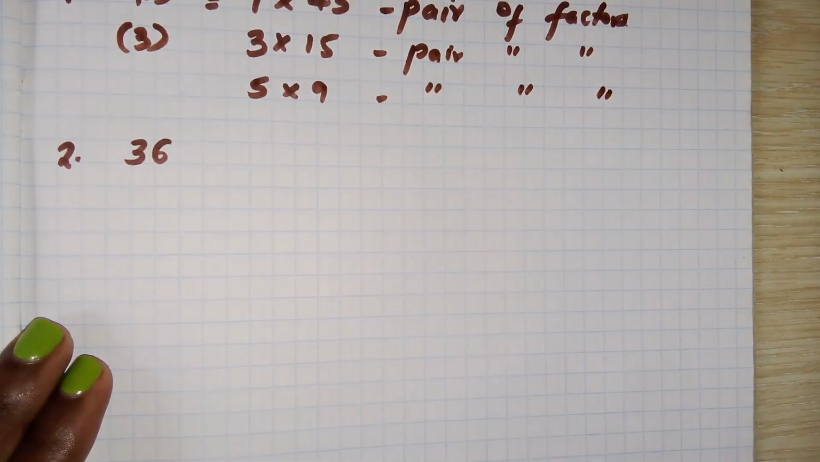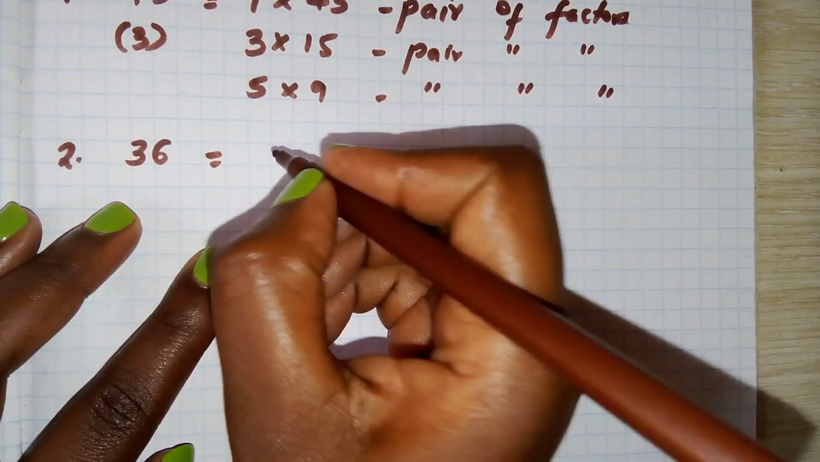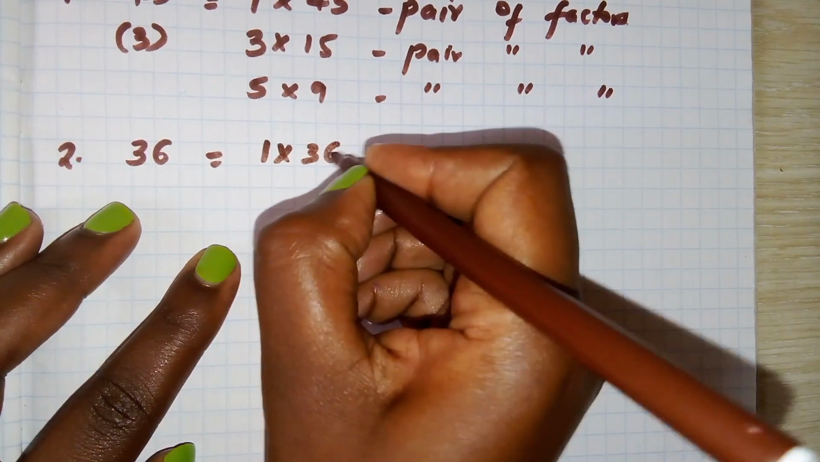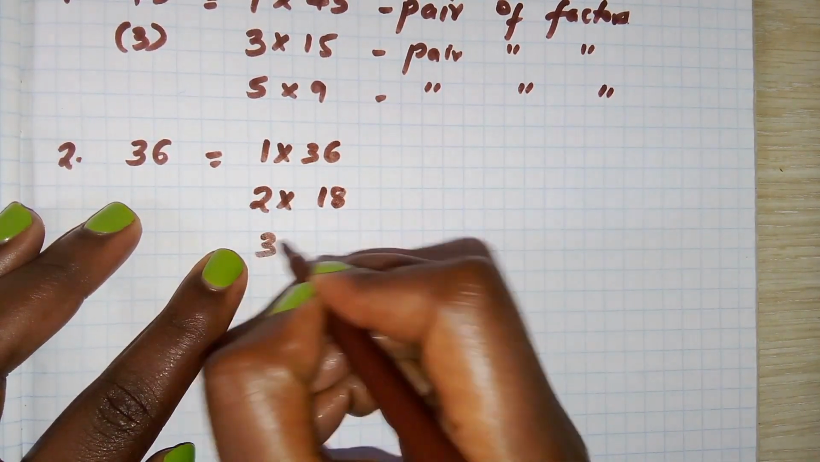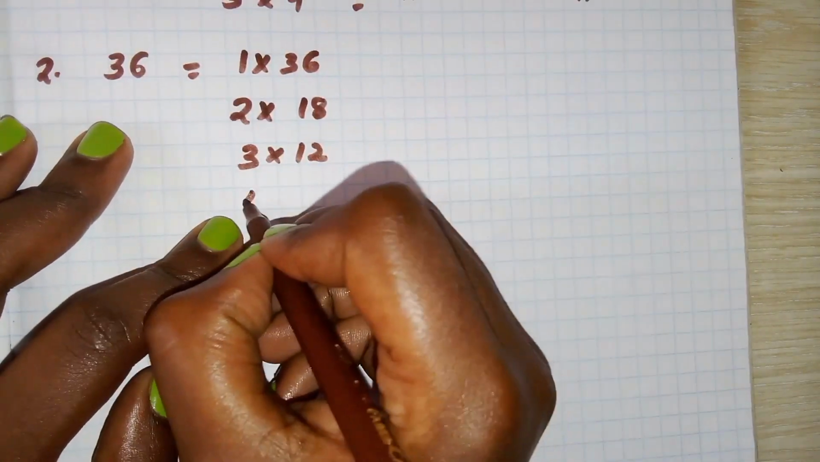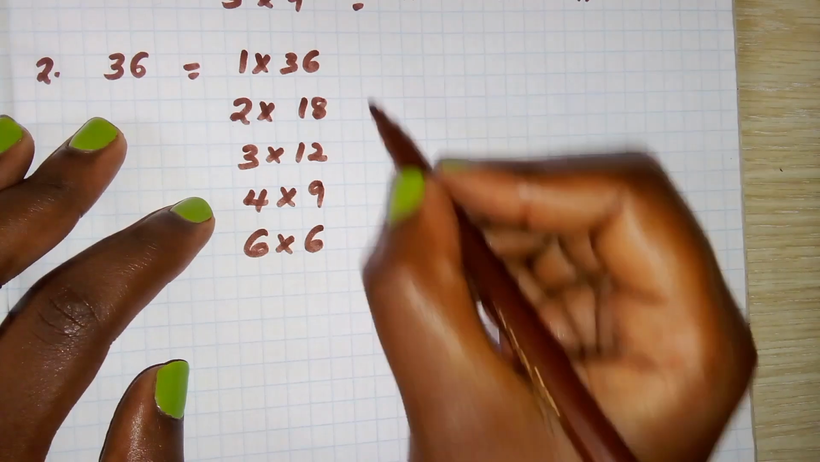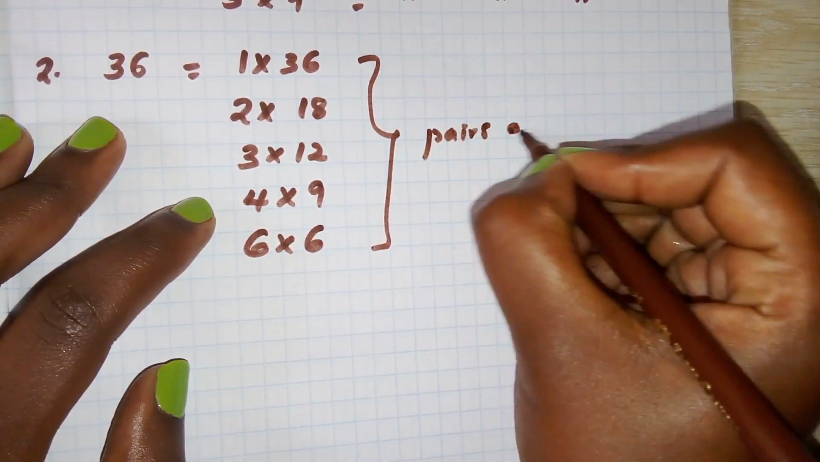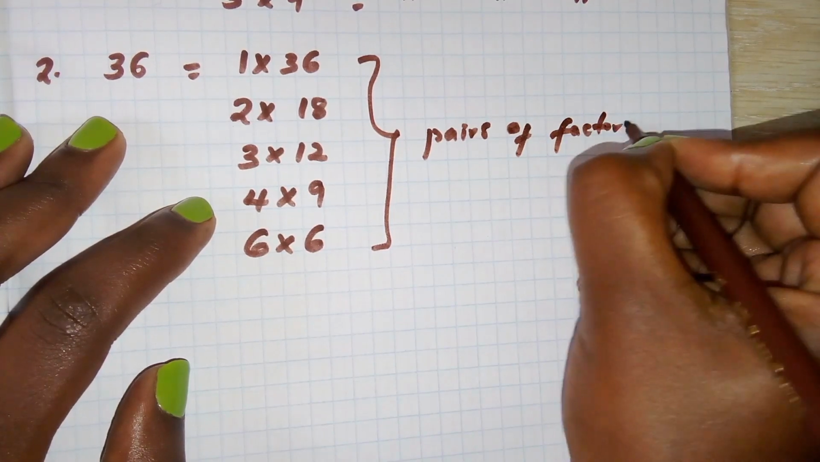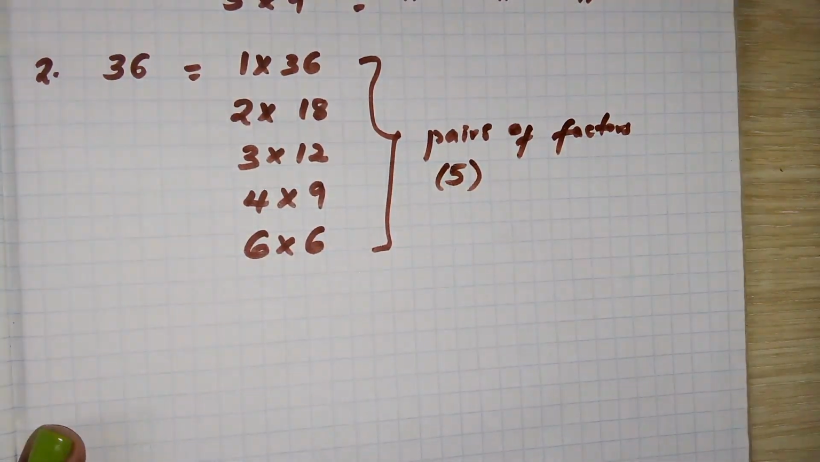Okay, let's go to 36. How many pairs of factors does 36 have? Definitely 1 and 36. Then 2 times 18, then 3 times 12, 4 times 9 and 6 times 6. All these are pairs of factors. It has 1, 2, 3, 4, 5. It has 5 pairs of factors.